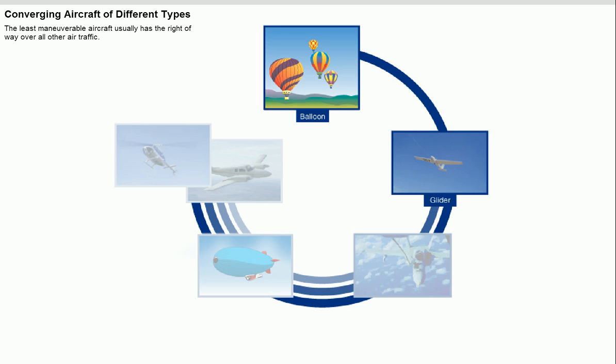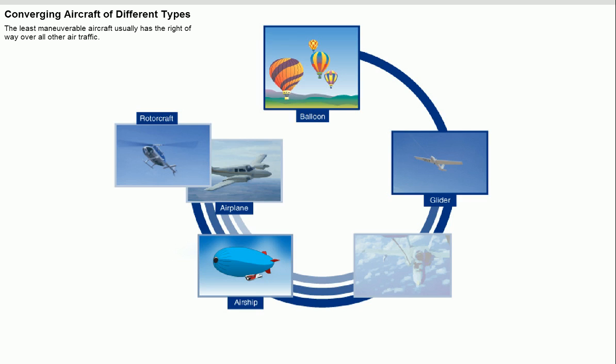A glider has the right of way over any airship, airplane, or rotorcraft. And an airship has the right of way over airplanes and rotorcraft. Finally, an aircraft that is towing or refueling another aircraft has the right of way over all other engine-driven aircraft.